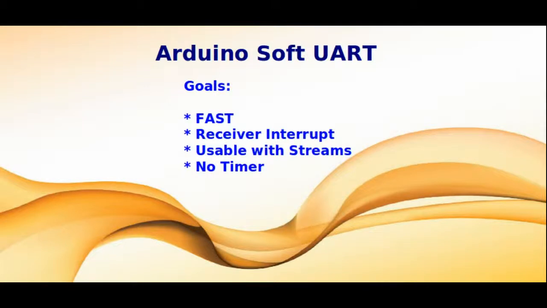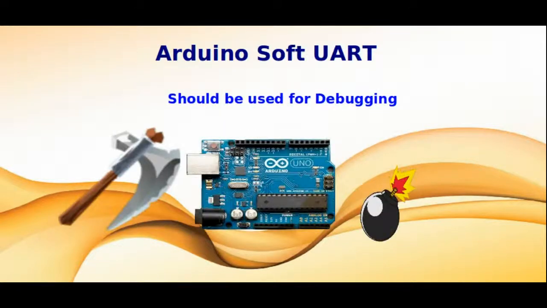The design goals are: it should be fast. It should receive the characters via interrupt. It should be usable with streams, which means you can use printf statements. And I don't want to use a timer. Maybe they are used for other purposes. I want to use the second serial port for debugging, because most of my programs are using the first serial port to communicate with the computer.